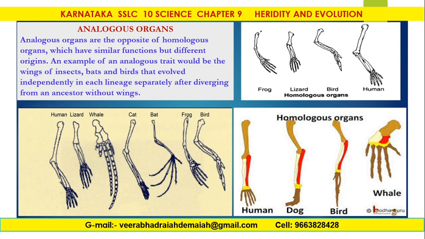What are analogous organs? See, my dear friends, analogous organs are the opposite of homologous organs, which have similar functions but different origins. Origins of species different. An example of an analogous trait would be the wings of insects, bats, and birds that evolved independently in each lineage separately after diverging from an ancestor without wings. In this one, human, lizard, whale, cat, bat, frog, bird, all are from different origin.